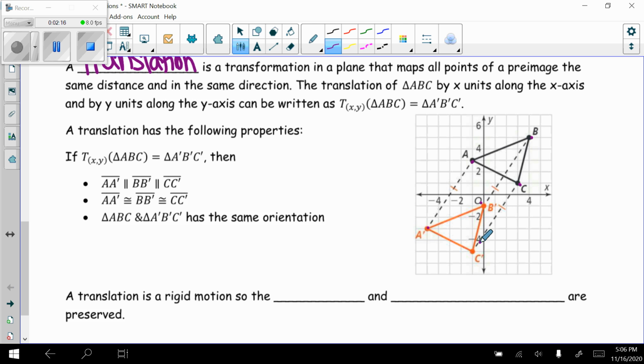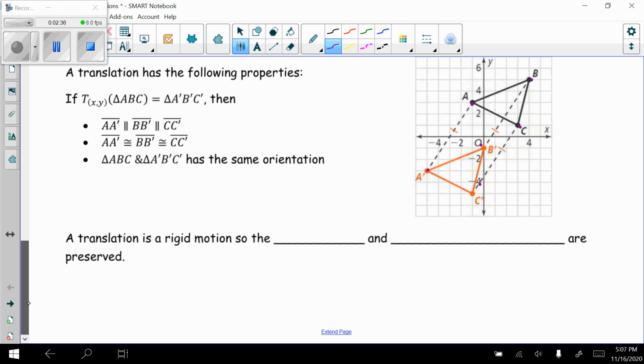Triangle ABC and triangle A prime, B prime, C prime have the same orientation. So that means it has not been flipped. There's no reflections here. A translation is simply a move, okay? It moved up or down, left or right, but it has not rotated any. A translation is a rigid motion, so the length and angle measure are preserved.